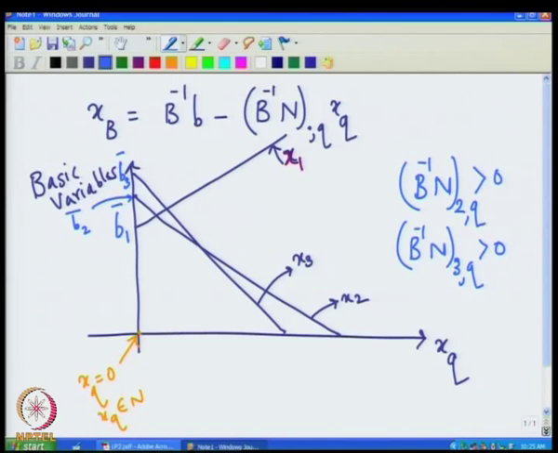So, the candidate basis vectors which possibly could be made non-basic are determined based on whether the corresponding entry in the B inverse N matrix is positive or negative. So, for the variable x1, the B inverse N 1 comma q, or the first entry in the qth column of the B inverse N matrix, is negative. Which means that the line xB, that is x1, is equal to b1 bar plus some quantity times xq, has a positive slope. On the other hand, for these two variables x2 and x3, this line has a negative slope, and therefore, these are the candidates which can be made non-basic if xq is made basic.